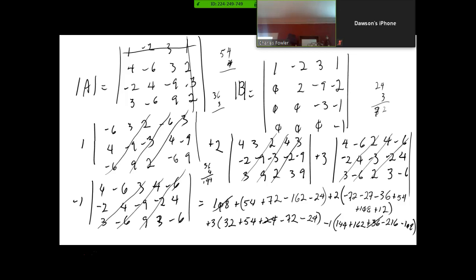minus 1 times open parentheses 144 plus 162 minus 216 minus 108 close parentheses equal. I get negative, no. I get a wrong answer.